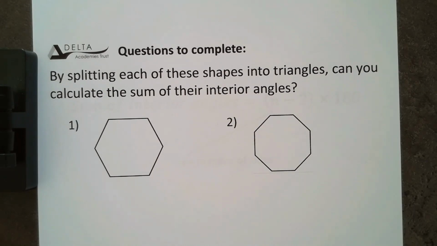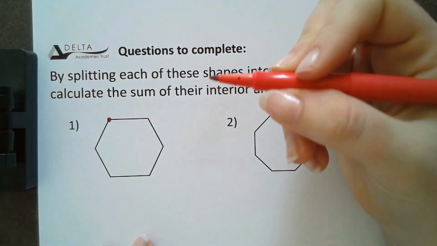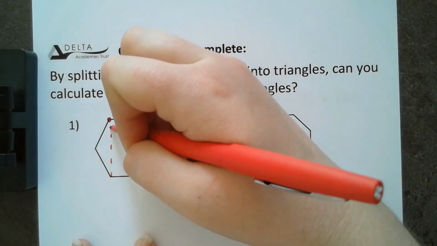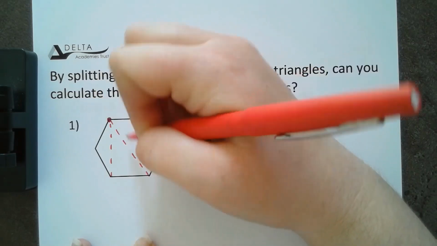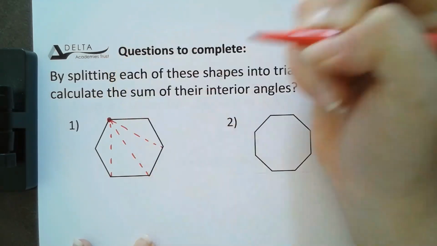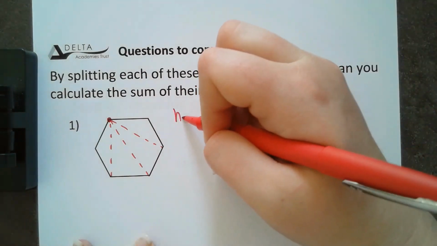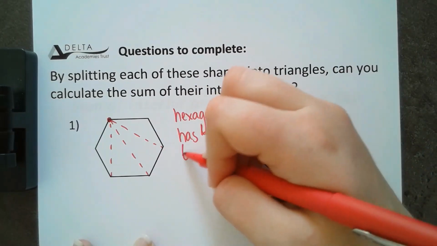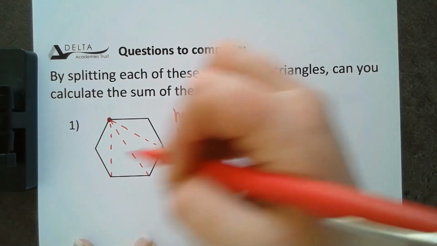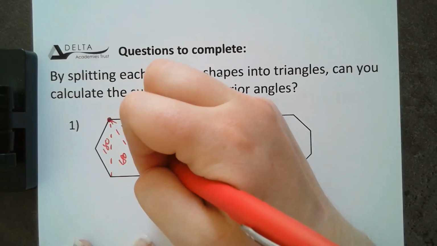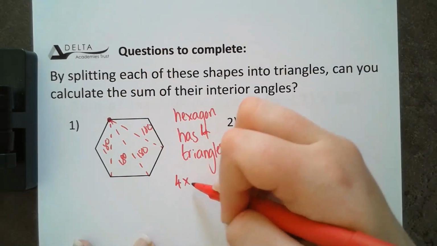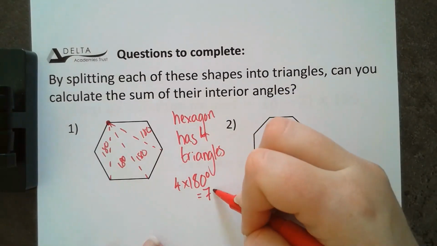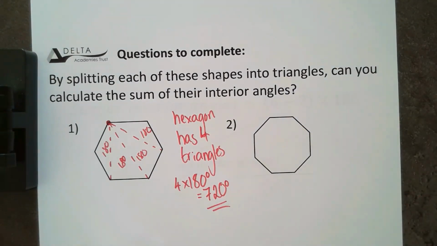Okay. Again, I'm just going to pick a vertex, it doesn't matter where it is, and connect it up to all of the others where they are not already. So one here, one here, and one here. So my hexagon has 4 triangles, each one of those worth 180 degrees. So I can do 4 times 180 degrees, to get us 720 degrees in total.